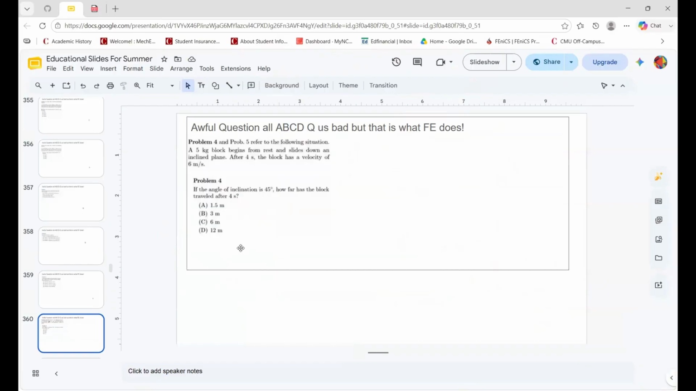Problems 4 and 5 refer to the following situation. A 5 kilogram block begins at rest and slides down the incline. After 4 seconds, the block has a velocity.